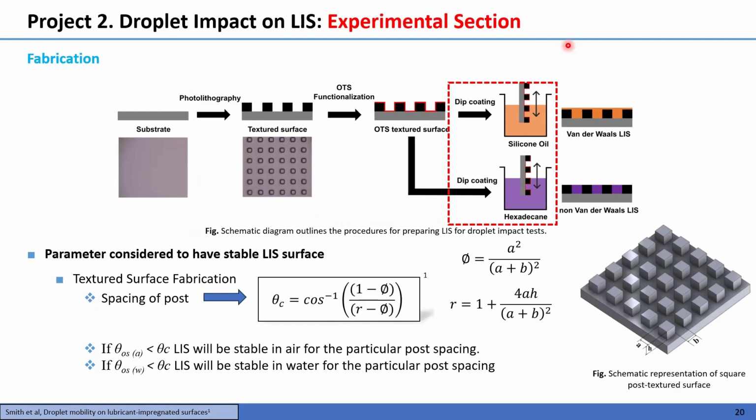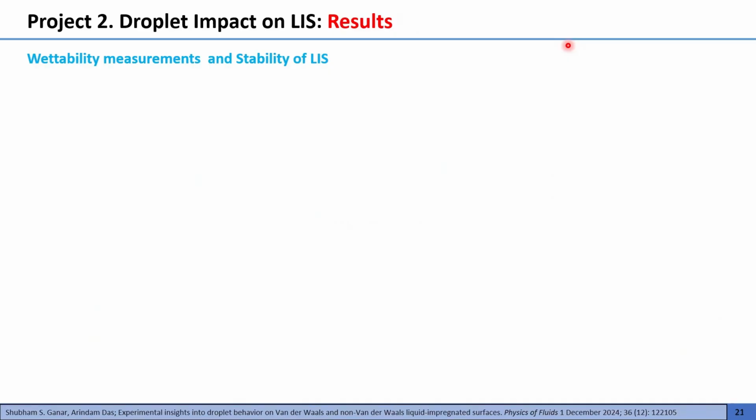the textured surface coated with silicon oil gives a van der Waals LIS, and for hexadecane it is a non-van der Waals LIS. We will explain why we call them van der Waals and non-van der Waals in the consecutive slides. So, the wettability measurements and the stability of the LIS.